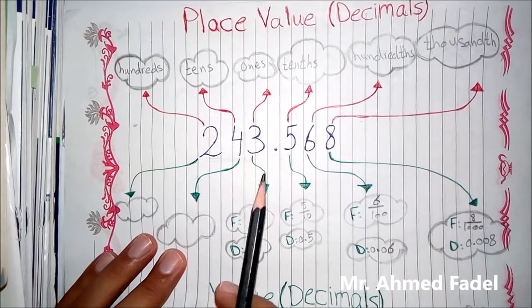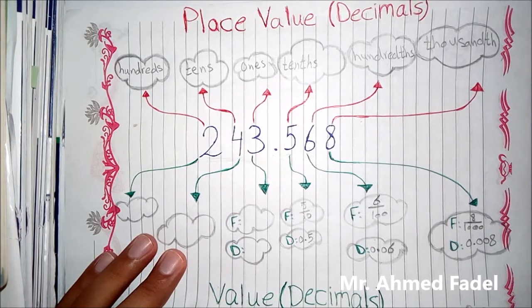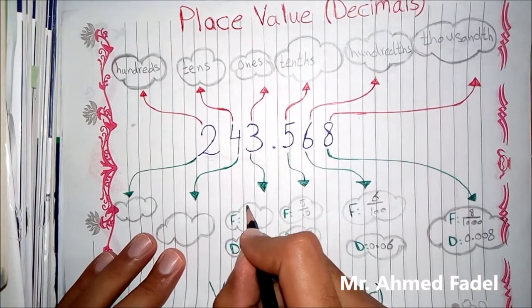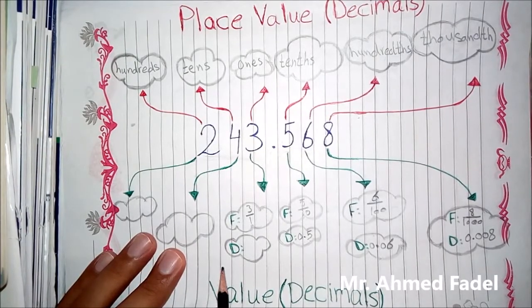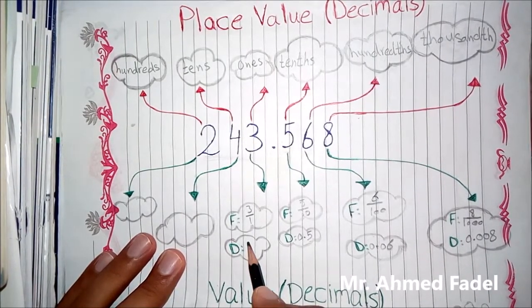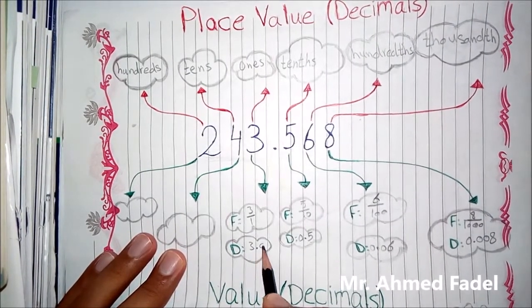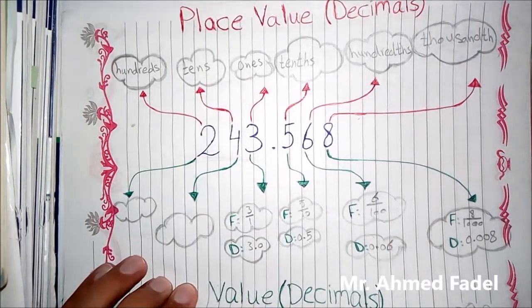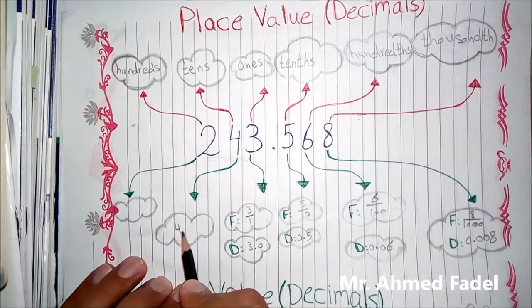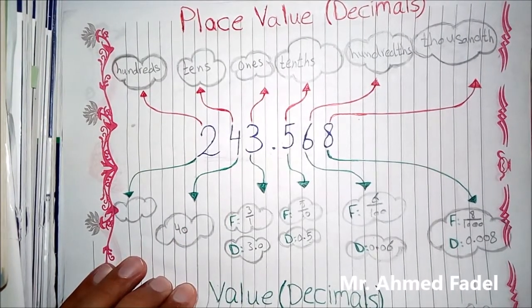Now, what's the value of the 3? The value of the 3, it's the ones. It's just 3. As a fraction, it's 3 over 1, which is just 3. As a decimal, it's 3.0, which is just 3. What's the value of the 4? It's 4 tens, which is 40. As a fraction, it's 40 over 1. As a decimal, it's 40.0.